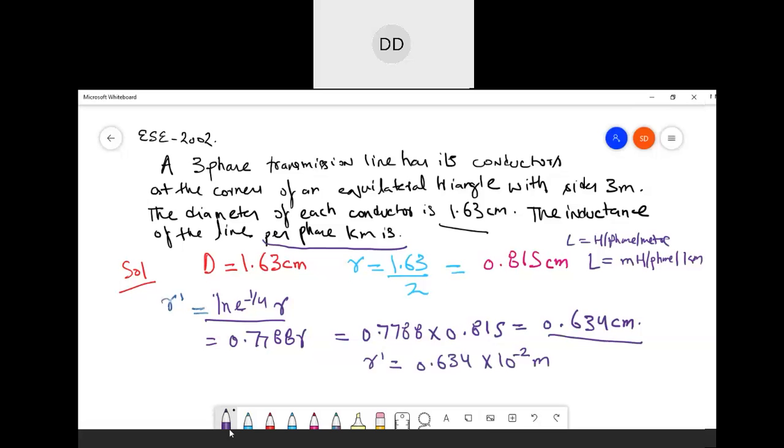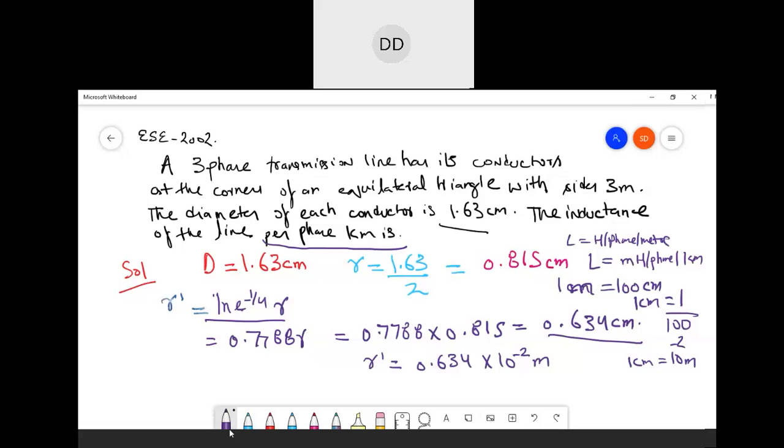Because we know that 1 meter is 100 centimeters, so 1 centimeter would be 1 divided by 100, that is 10 power minus 2 meter. This is elementary and standard, no problem.